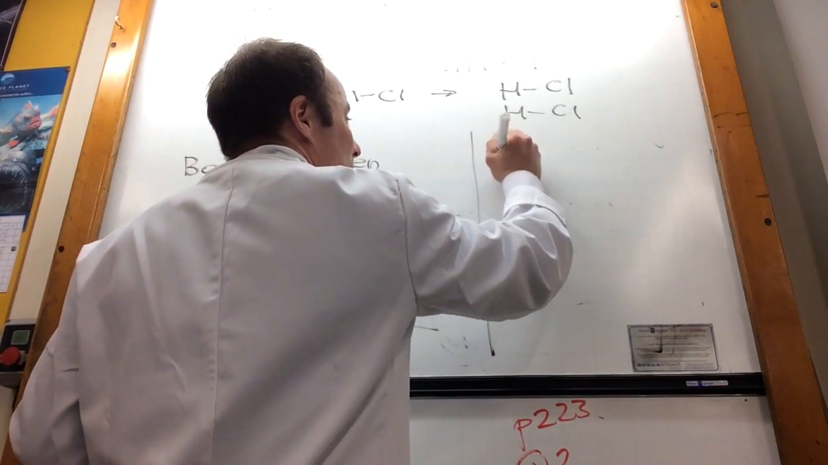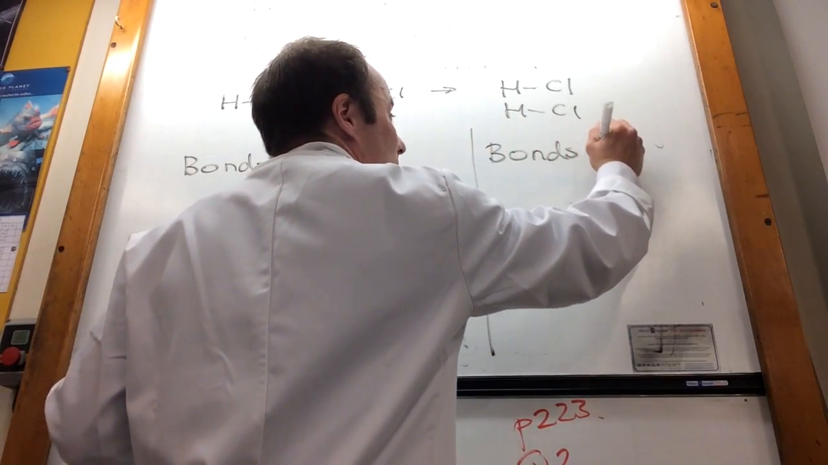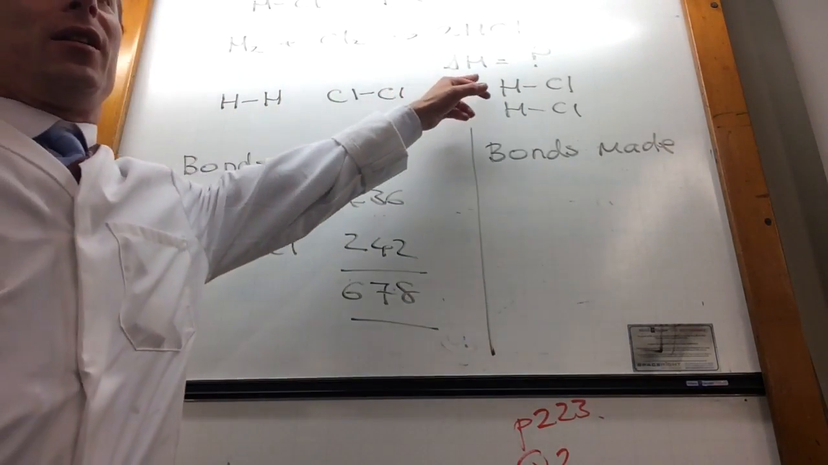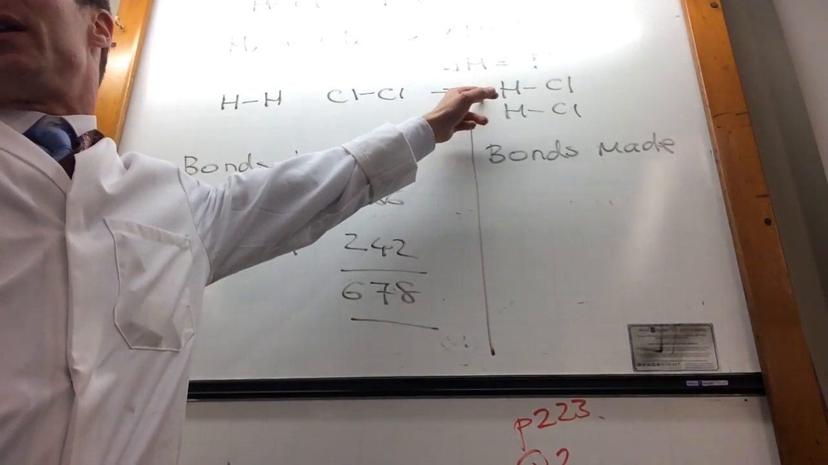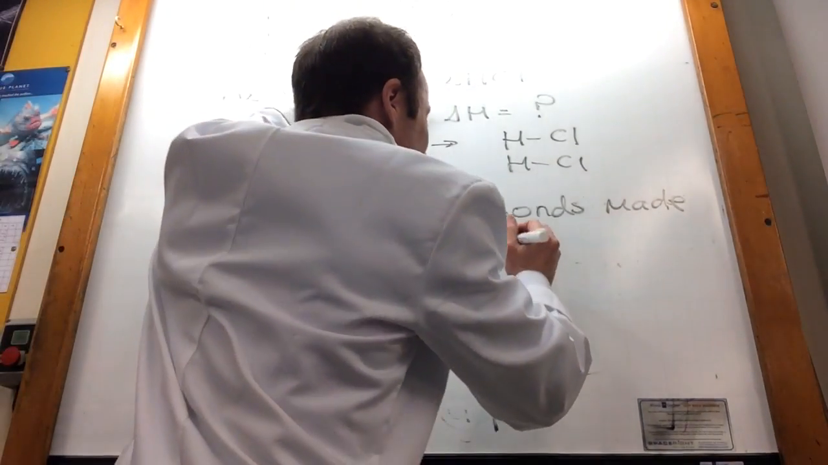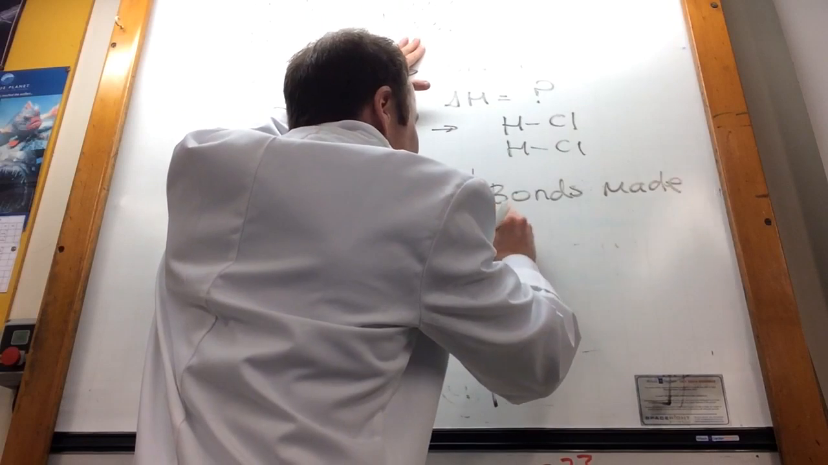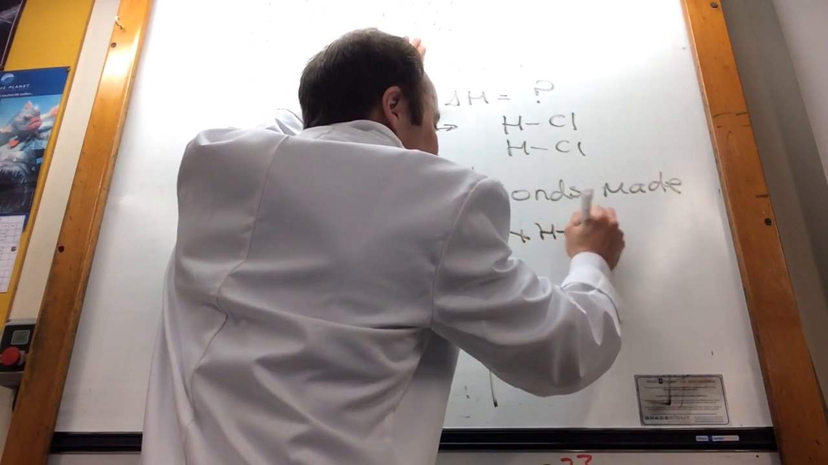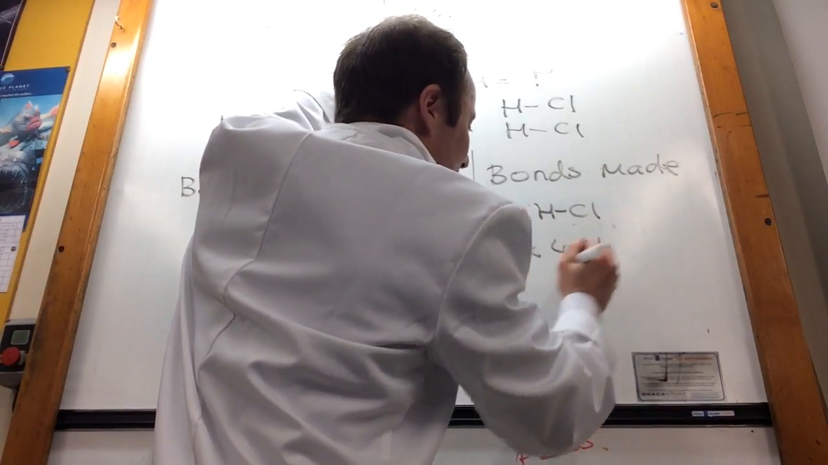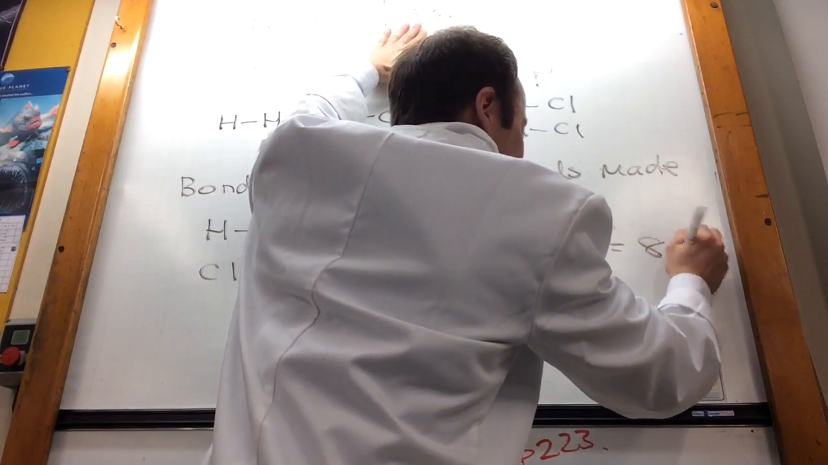Right, the next thing you do is work out, you add up the bonds that you have made. What bonds have I made? I've made two HCl bonds. An HCl bond is 431. So bonds made, 2 times HCl, which is 2 times 431, which equals 862.